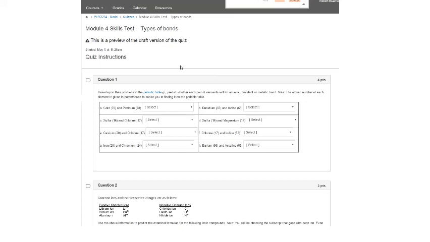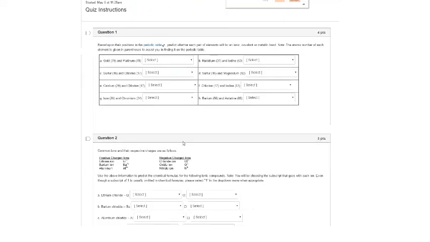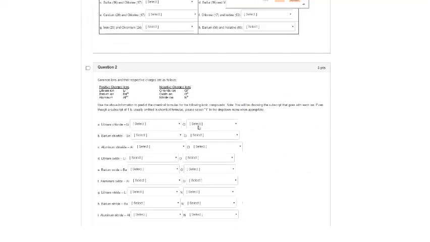And so the first question really gets to what kind of bonds would be formed between two respective elements based on their position on the periodic table. So there's a link to your trusty periodic table. Based on those positions, those relative positions, what kind of bonding would you expect?